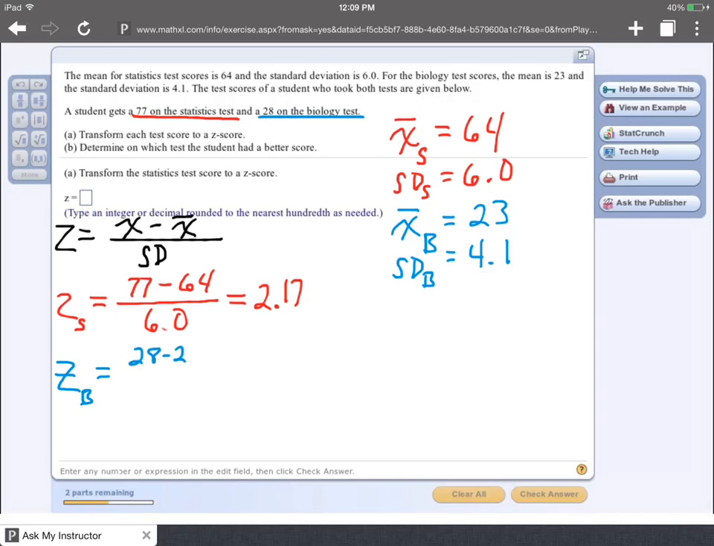Then we're going to find the z-score for the biology test. That's going to be 28 minus 23 divided by 4.1, which will give us a z-score of 1.22.